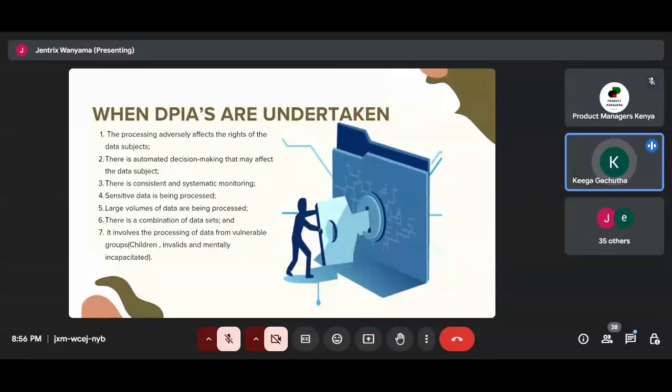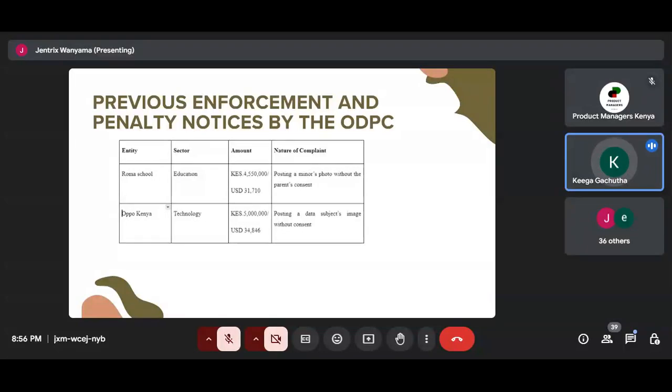So when a DPIA is undertaken, we've said it's when there's a likelihood of their rights being infringed, when there's automatic decision making, where there's consistent and systematic monitoring, where there's processing of sensitive information, where large volumes of data are being processed, or where there's a combination of data sets, and lastly, where it involves the processing of data from vulnerable groups such as children, invalids, or people with mental challenges. And so we will now go through some of the previous enforcement notices and penalty notices by the ODPC so that you can appreciate the ramifications of non-compliance.